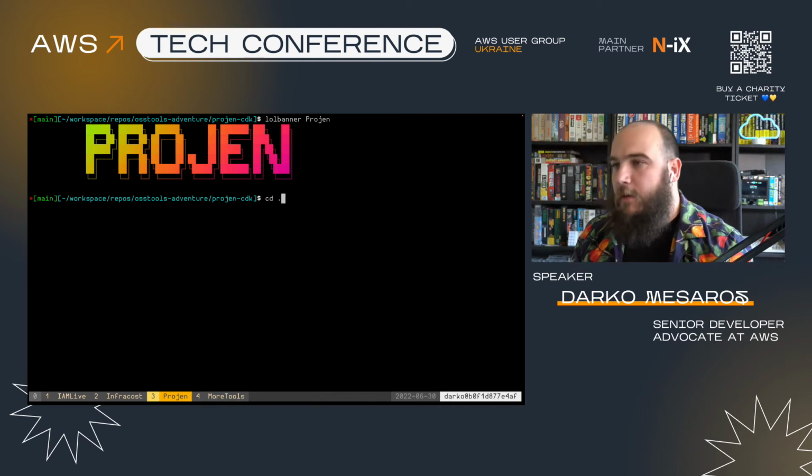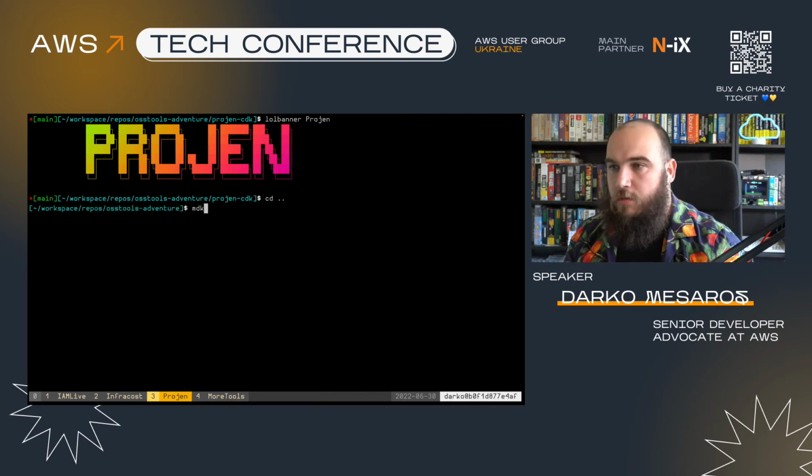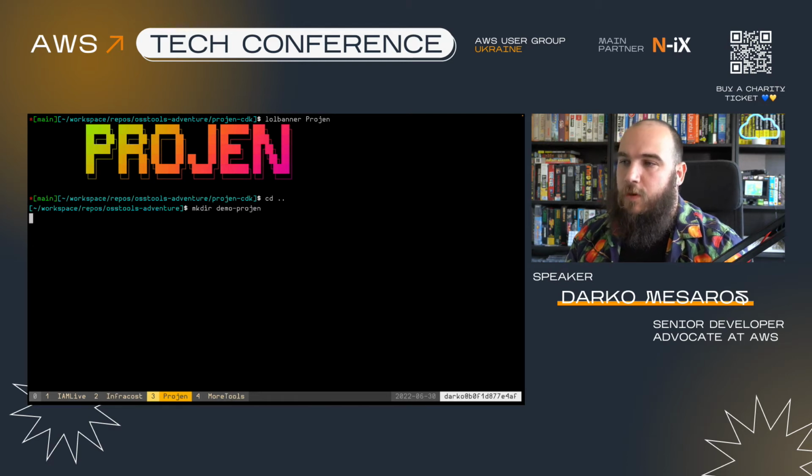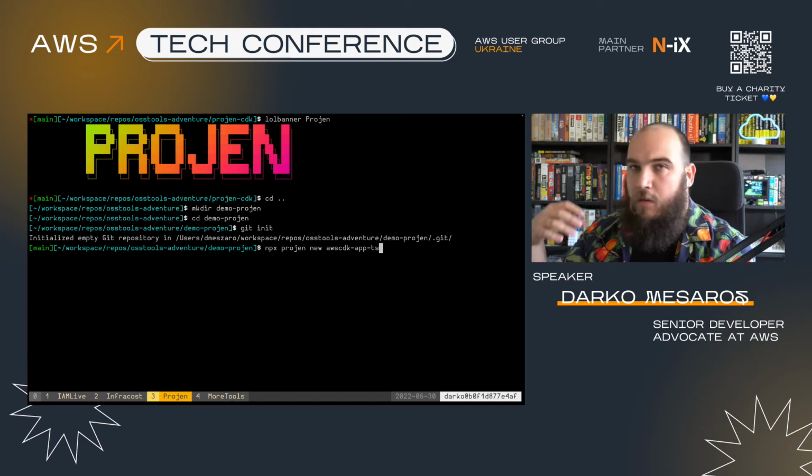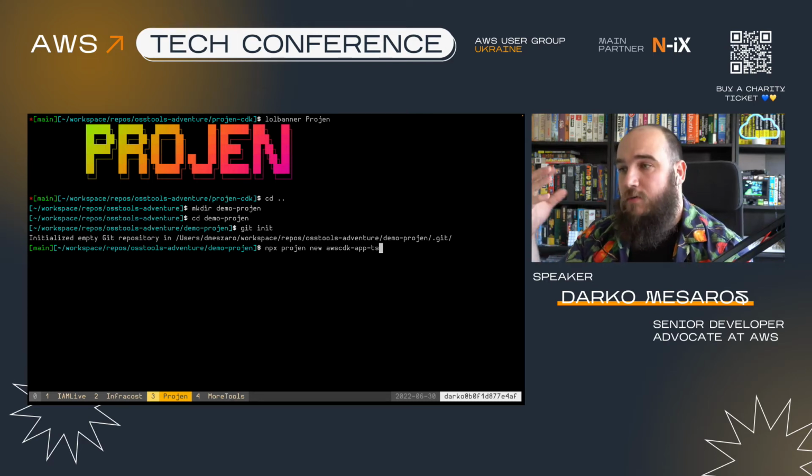So I'm going to create something here. mkdir demo-projen. I'm going to go into this directory. I'm going to run git init. And I'm going to do npx projen new awscdk-app-ts. So this is a template for a project for CDK applications written in TypeScript.